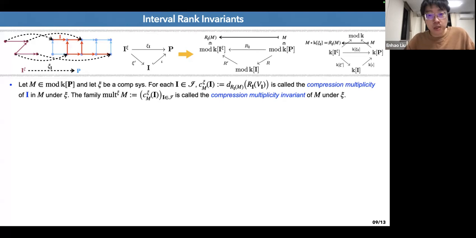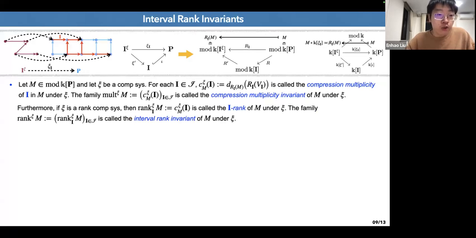So the compression multiplicity is nothing but the multiplicity of the restriction. And we collect the whole family of compression multiplicities for all the intervals, and we call it the compression multiplicity invariant. Furthermore, if C is a rank compression system, then we call the compression multiplicity the rank invariant, and the family now becomes the interval rank invariant under C. So you might ask, why, when it satisfies 3, do we call it the interval rank invariant?